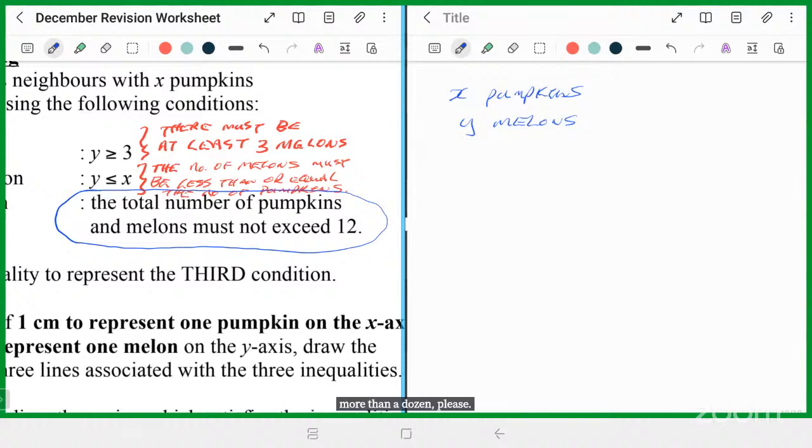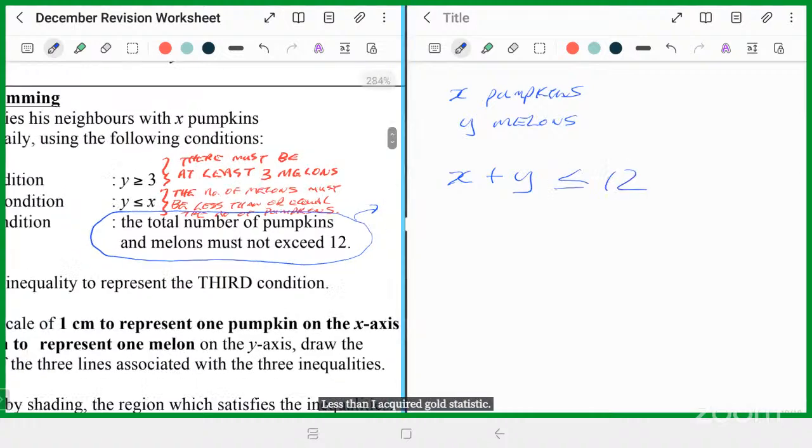You see that? Something like that. They don't want no more than a dozen. At most they want a dozen. A dozen is 12, so the total must be no more than 12, right? So how would you write the inequality for this one now? Talk to me. Less than or equal to 12. Good. So that is it.